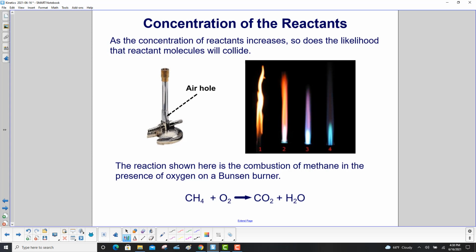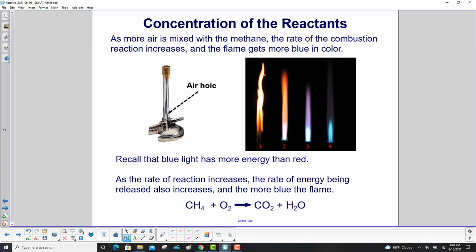The reaction shown here, right down here, is the combustion of methane in the presence of oxygen in a Bunsen burner, creating carbon dioxide and water. So you've got your gas coming in here, you've got air or oxygen coming in through the air hole. They combust, well, you got to put a spark up here first, and then you get the fires here.